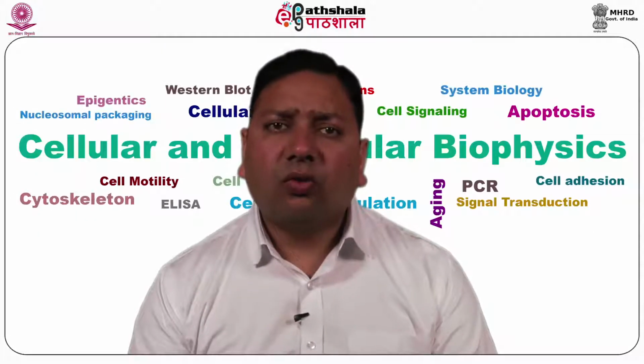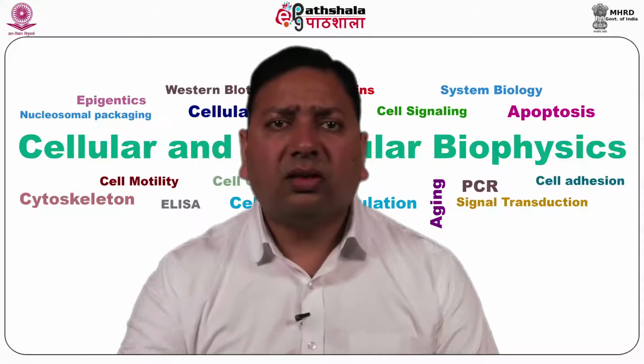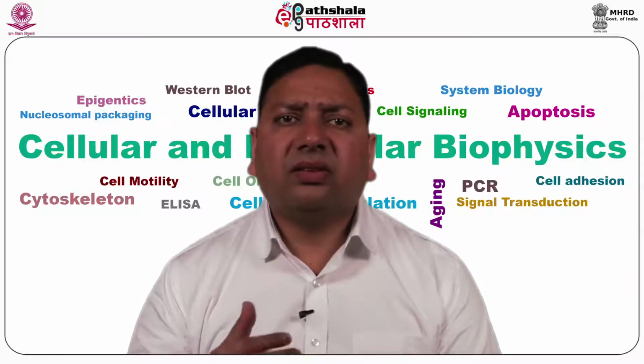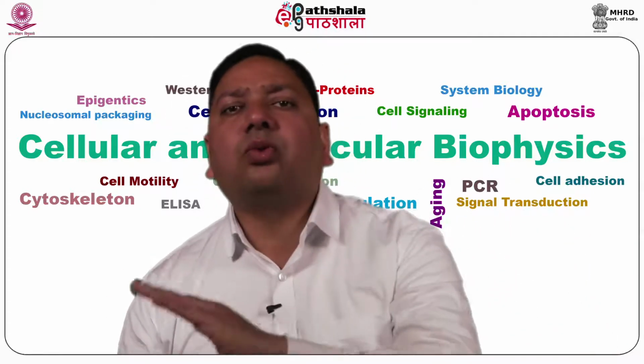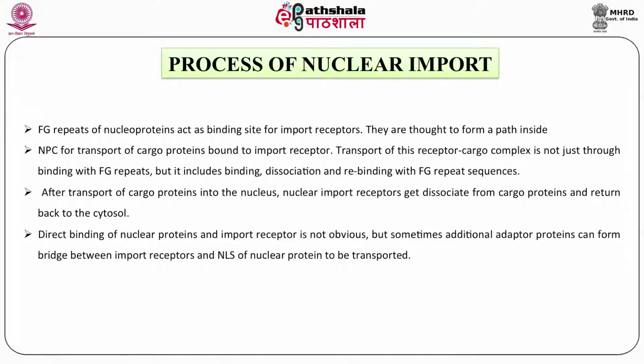After transport of cargo proteins into the nucleus, nuclear import receptors get dissociated from the cargo proteins and return to the cytosol. Direct binding of nuclear proteins and import receptors is not obvious, but sometimes additional adapter proteins can form bridges between the import receptor and the nuclear localization signal of the nuclear protein to be transported.